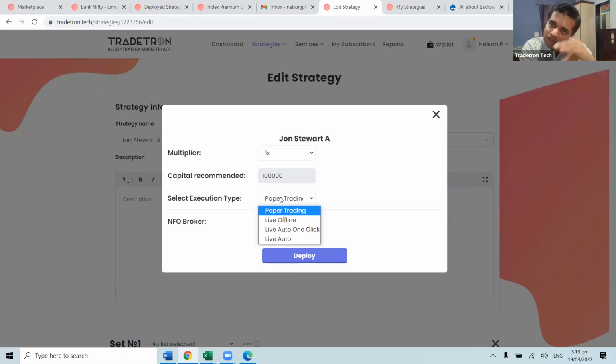In live offline also, the trade doesn't happen in your broking account. Is there no profit or loss? No, there is no profit and loss for paper trading and live offline. Profit and loss is calculated only for live auto 1 click and live auto, because in both these deployments, even if live auto 1 click is mostly manual, the order is placed in your broker terminal and you get actual monetary profit or loss. Based on that, your invoice will be generated in live auto 1 click and live auto only. Any other question on this part?